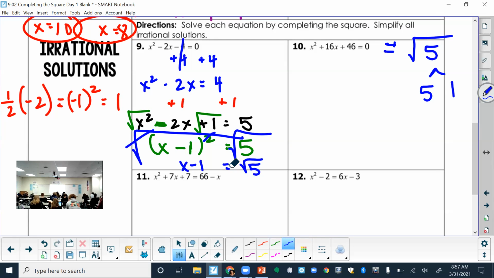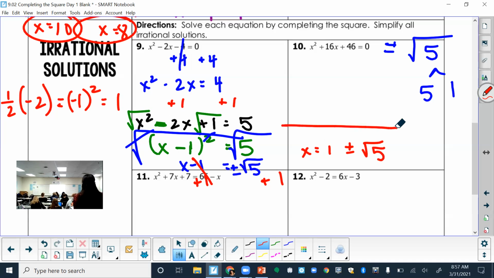And then when we write our answer, we're going to isolate the x. So let me put the plus or minus in front of this radical 5. How can I isolate the x? What's opposite of subtracting 1? So we're going to add 1 to both sides. On the left side, it cancels out. On the right side, I'm just going to write it as 1 plus or minus radical 5. All right, and that'll be the answer for number 9.